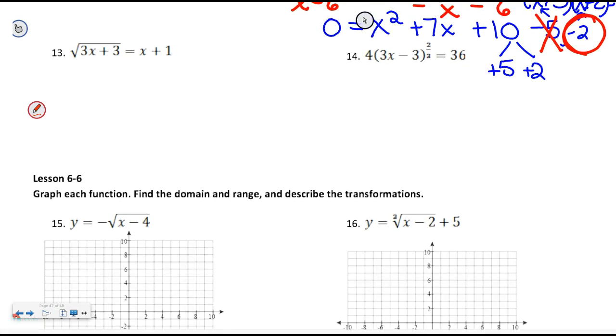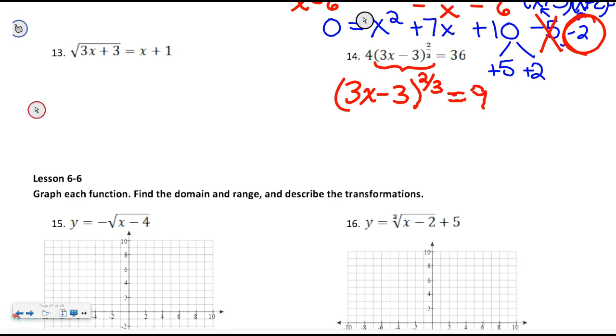The last one of this type, number 14, again, I'm on the attack of x. I need to isolate the chunk first. So I need to get this by itself, which means I need to divide by 4. On the left, when I divide by 4, it'll be gone. On the right, when I divide by 4, 36 divided by 4 is a nice 9.